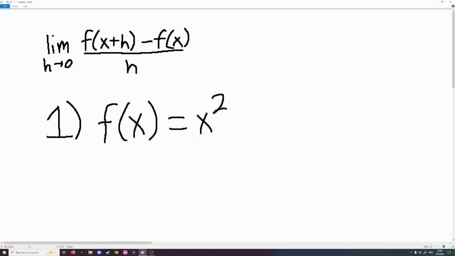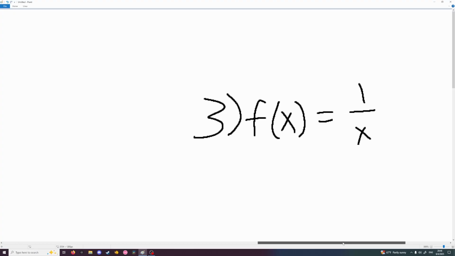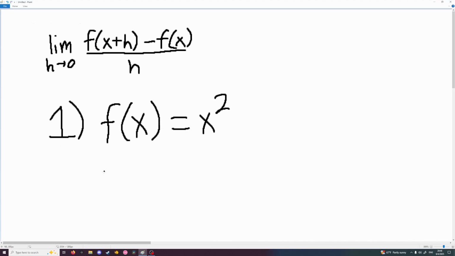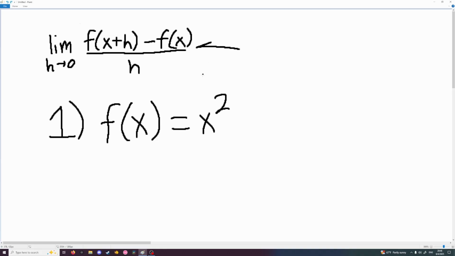Alright, so simply put, I'm just gonna solve some difference quotient problems. They're very basic ones. We have x squared, square root of x, and 1 over x. These are pretty basic ones, I would assume. I'm gonna solve them using the difference quotient, the definition of the derivative right there. Okay, let's get to it.